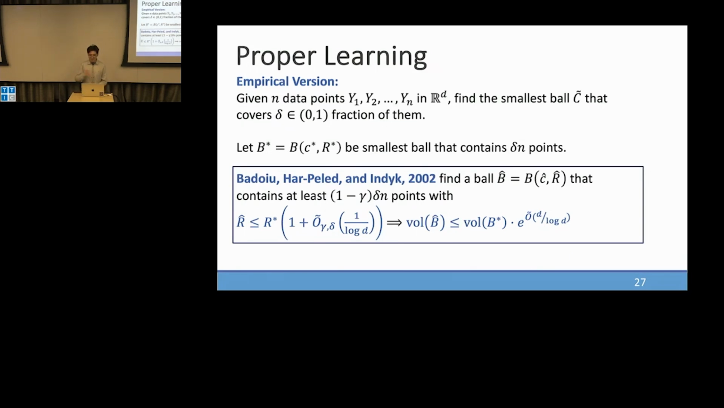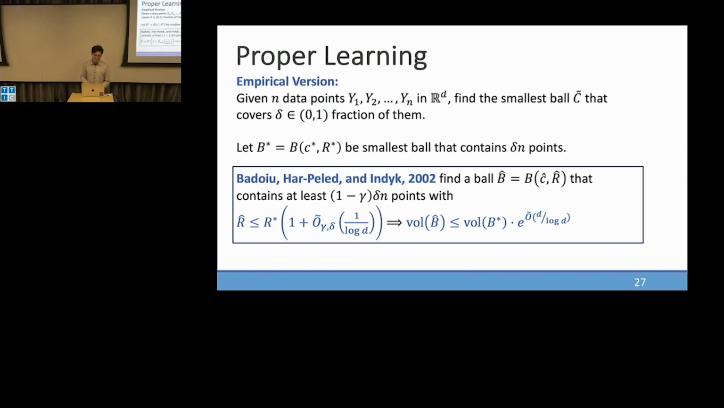So again, based on our previous observation, we can focus on the empirical version of the task first. So we have n data points, and we are trying to find the smallest ball. First we consider one ball, and we want to cover a delta fraction of the points.